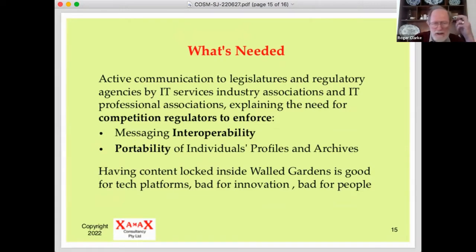It may sound like a horrible, dirty word. Let's use the word advocacy instead of lobbying, because we're the good guys, remember. But we've got to get out there and do it. The IT industry has got to do it, and it's got to do it much more forcefully. But so have IT professional associations.